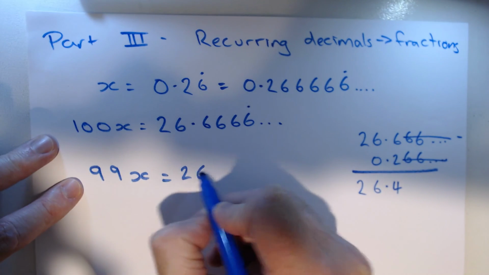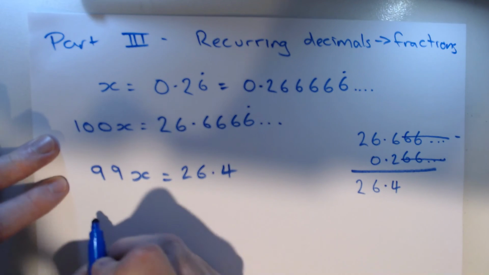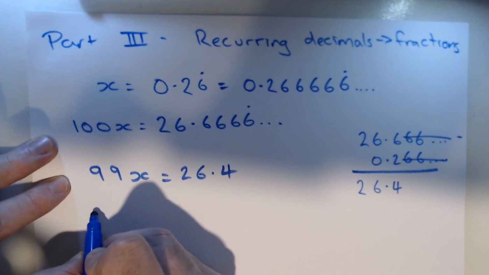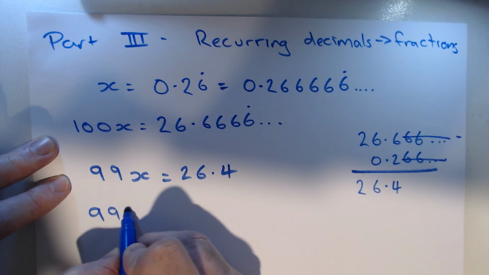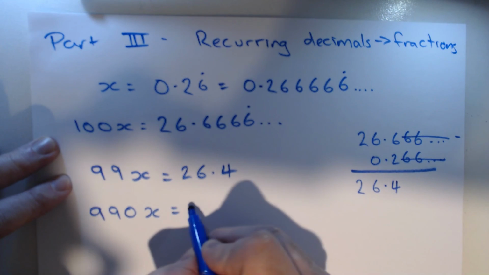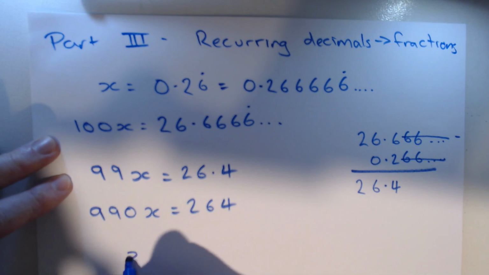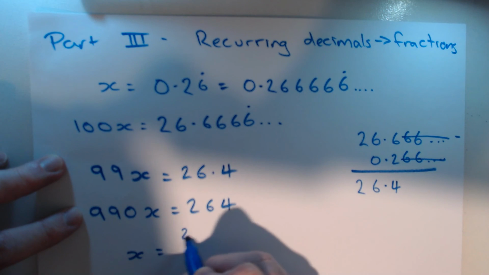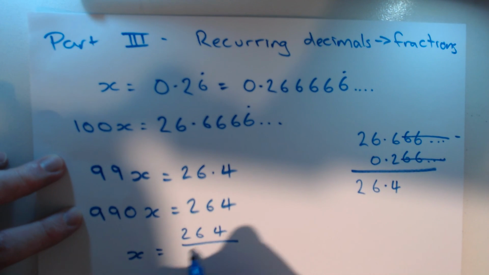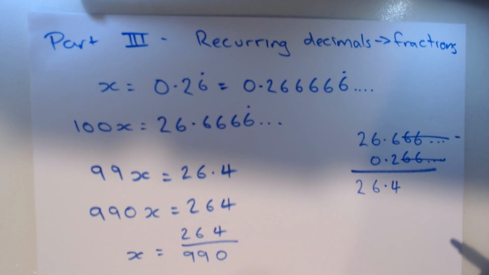Once we've got our 26.4, we can then multiply both sides of this by 10, and if we multiply both by 10, we're going to end up with 990x is equal to 264, and that means that x, if we divide by 990, is going to be equal to 264 over 990. You can then simplify this fraction to find a simpler result.